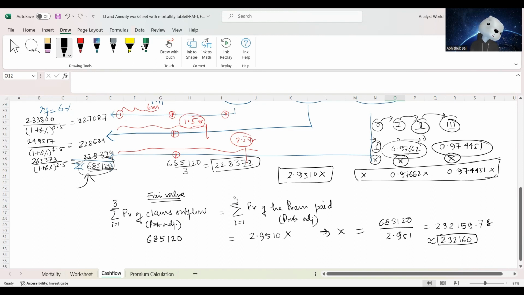So that means that the premium is going to be slightly more than $232,160 per year. It is going to be perhaps somewhere around 234,000 or 235,000, wherein the office expenses are also being added with the requisite markup for an insurance company. But if we are to find out the fair value of this insurance, this is the fair value of this insurance.